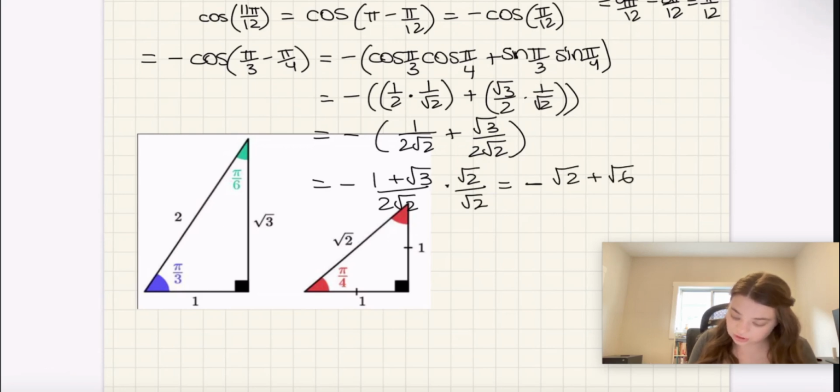Because reminder, we're distributing the negative into the 1 and the root 3. So the root 2 times 1 is going to give us root 2. Root 2 times root 3 gives us root 6, so keep that in mind. And then in the denominator, we would have 2 times root 2 times root 2, and that's just the same as 2 times 2, which is 4. And so this is indeed our final answer.